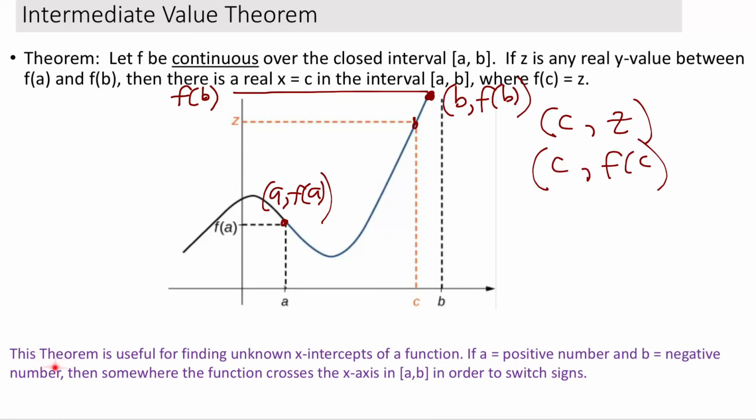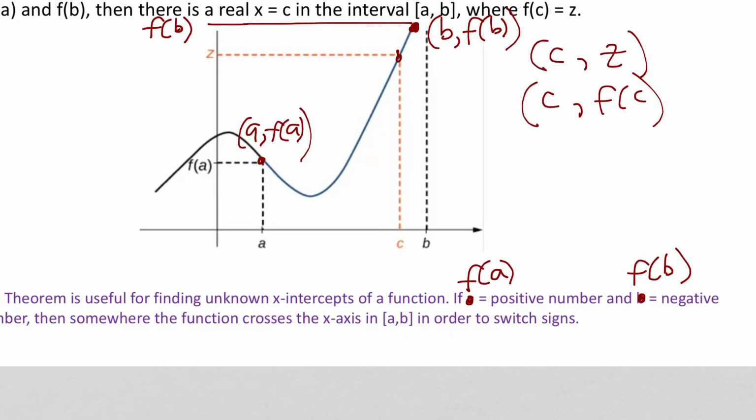So this theorem is useful for finding unknown x-intercepts of a function. If f of a is a positive number and f of b is a negative number, then somewhere the function crosses the x-axis in that interval between a and b.